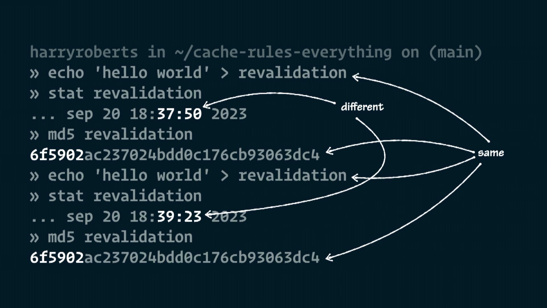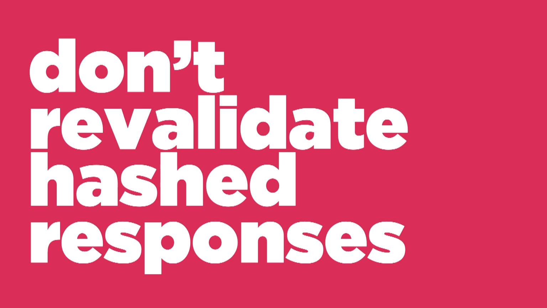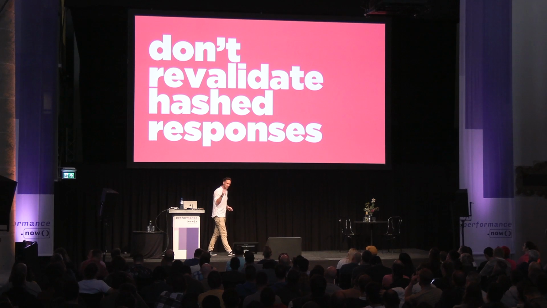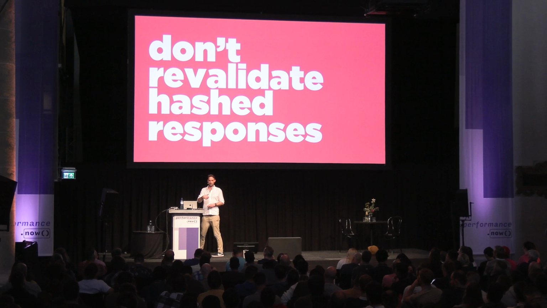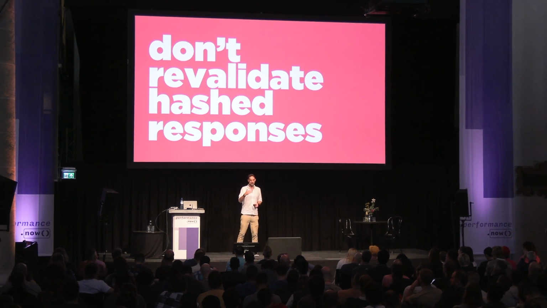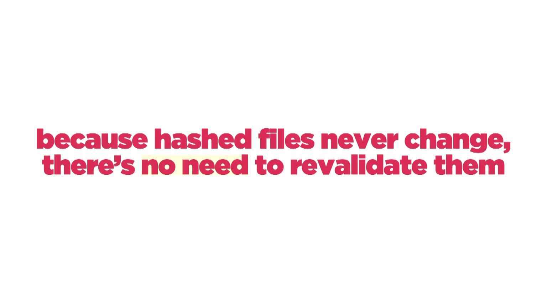The next thing we're going to move on to, and I've already mentioned this already, but don't revalidate hash responses. Hash responses don't need revalidating. If you've got a fingerprint in the file name, it never needs revalidating, so don't put an ETag on that response in the first place. There's no point attaching revalidation headers to files that we don't even revalidate in the first place. There's no point emitting a revalidation header if we've also told the browser not to bother revalidating the file. Because hash files never change, there is no need to revalidate them.